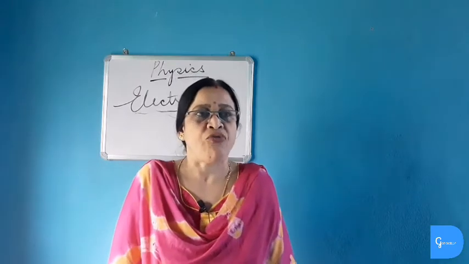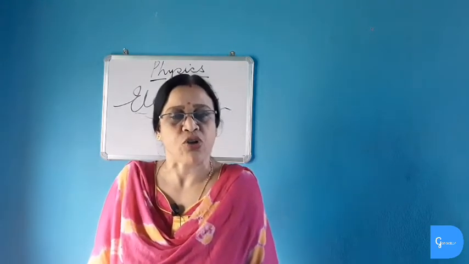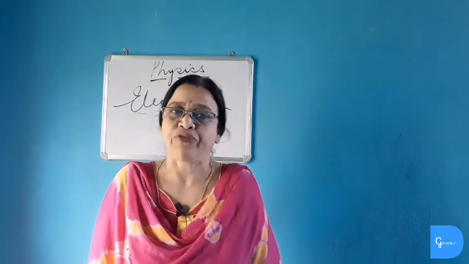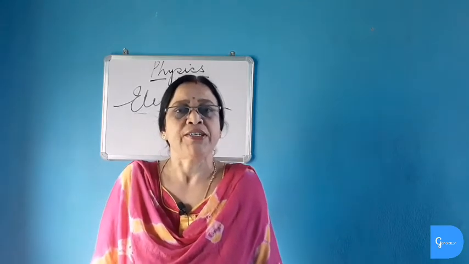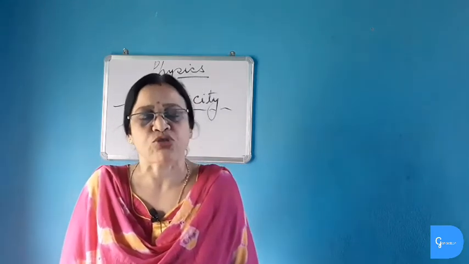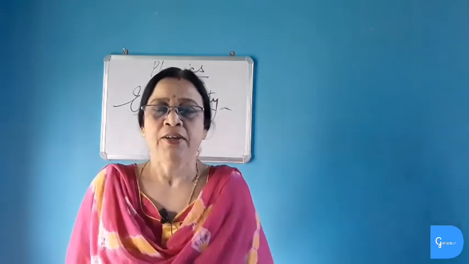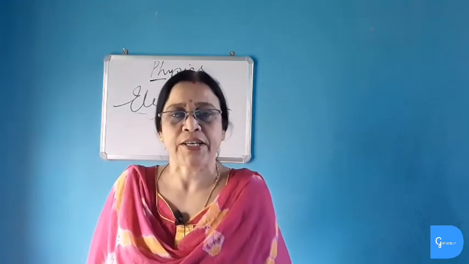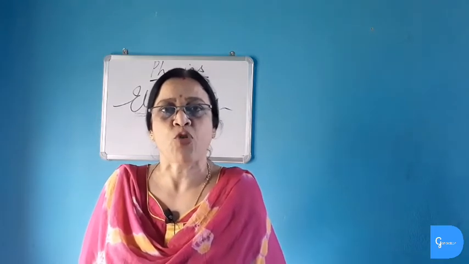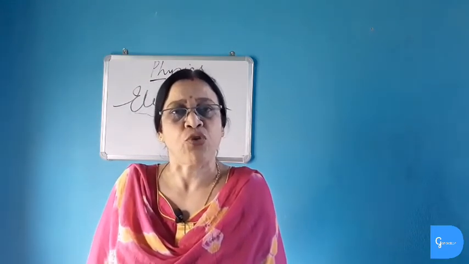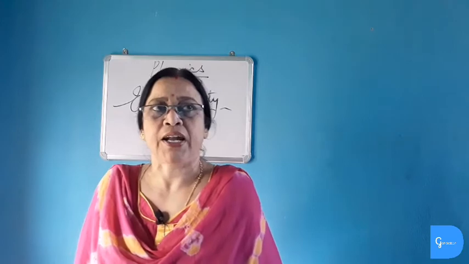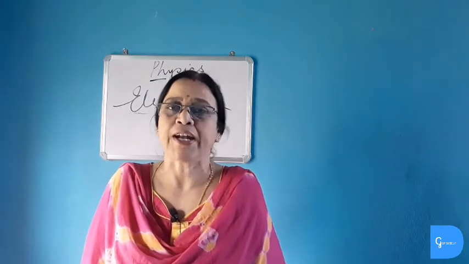For example, when a glass rod is rubbed with silk cloth or an ebonite rod is rubbed with fur, then we get static electricity. Lightning is also an example of static electricity. Current electricity is that electricity in which electric charge is in motion, or the electric charge flows from one place to another. The electric current in our house is current electricity.